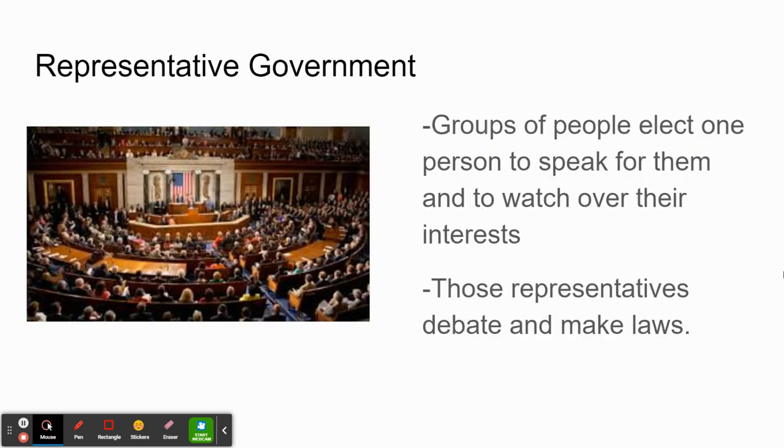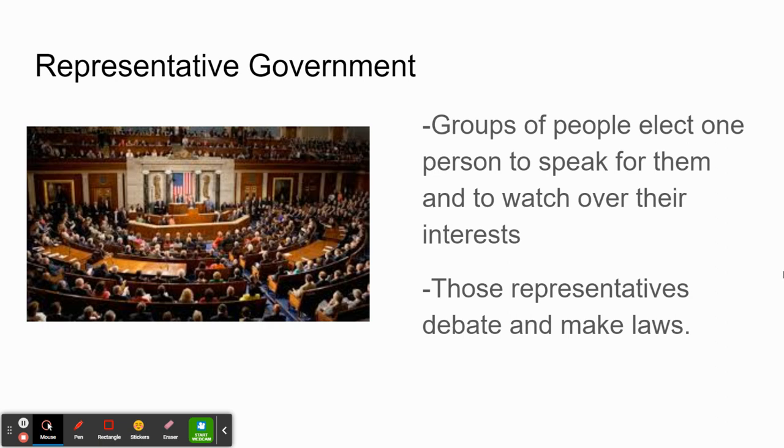They chose a representative government, and that's where groups of people elect one person to speak for them and to watch over their interests. There are about 340 million Americans. We can't have a democracy. This is not a democracy, never meant to be, never will be, because that would require all 340 million of us to vote on everything. We have a representative republic.